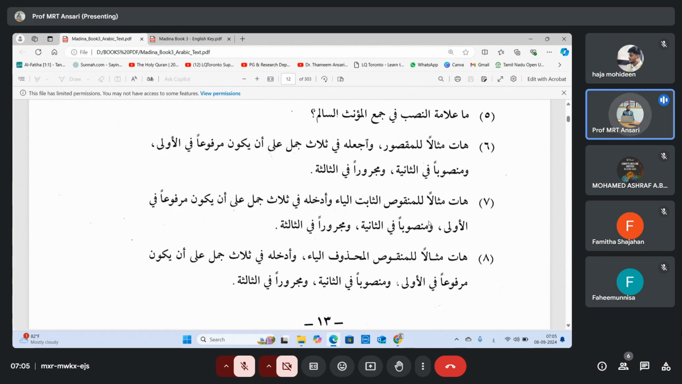Next, again, it is left to you. When you write the homework, try to get one maqsur noun and make 3 sentences, using it as marfu, as mansub, and as majrur.